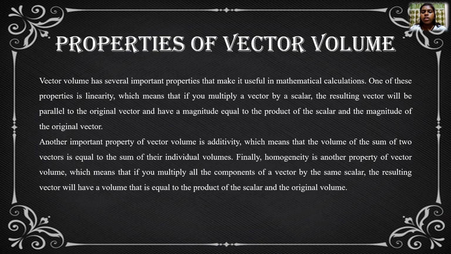Finally, homogeneity is another property of vector volume, which means that if you multiply all the components of a vector by the same scalar, the resulting vector will have a volume that is equal to the product of the scalar and its original volume.